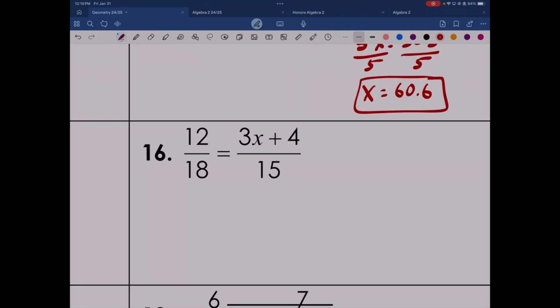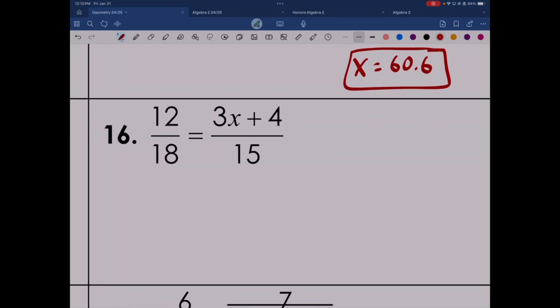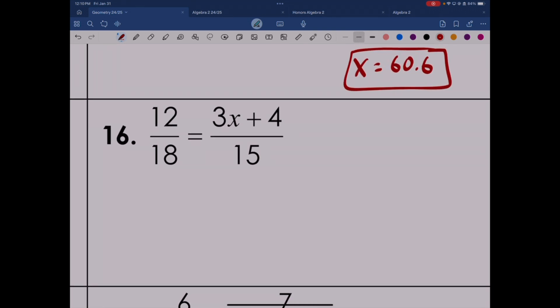Okay, go ahead and try one on your own. Let's look at question number 16. Give that one a shot on your own.